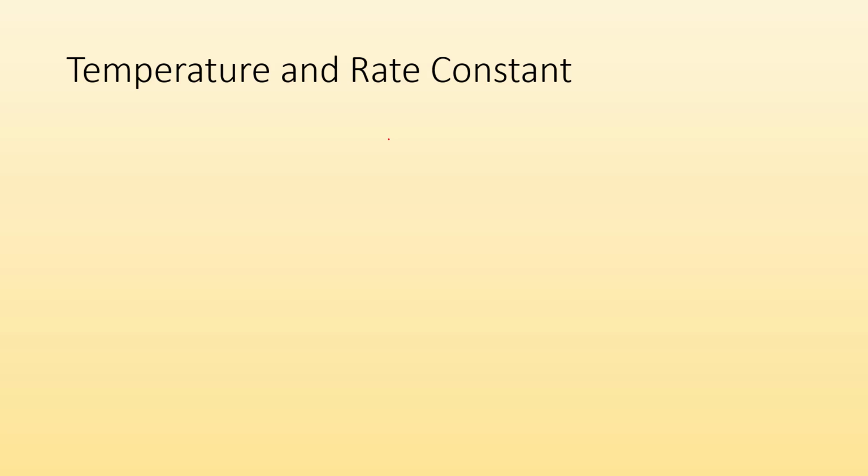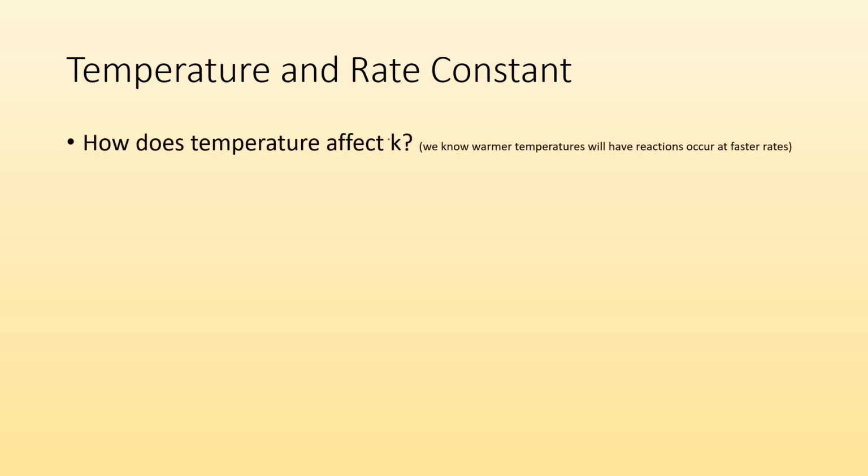So temperature and rate constant. How does the temperature affect K? Well, we know that warmer temperatures will have reactions occur at a faster rate because things are moving around more. They have more energy, so more collisions will have enough energy, and there's going to be more of them. So again, if we take a look at this equation, how are we changing K? Well, we're going to make one equation for K at different temperatures.